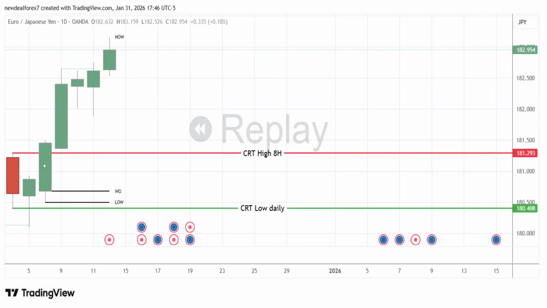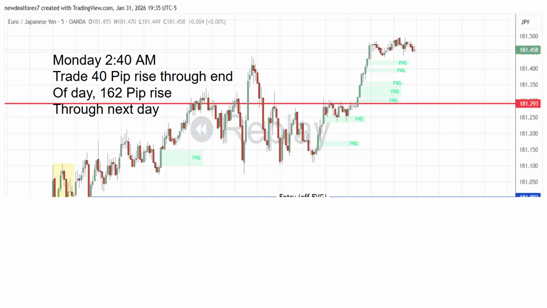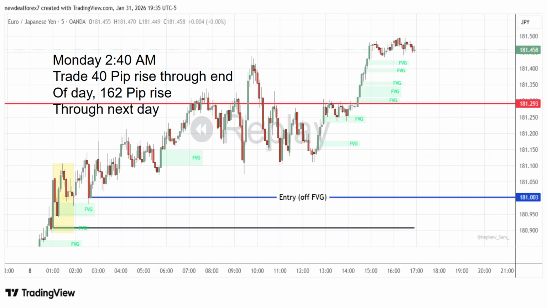This green candle. So if I drop down to the 5-minute chart and I start trading at 1 a.m., this yellow box here is the first hour of the 1 a.m. 8-hour chart. You just look for the best entry, which can either be off of a change of state of delivery, or sometimes you can use a fair value gap. In this case, a fair value gap would have sufficed.